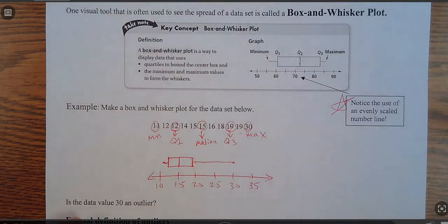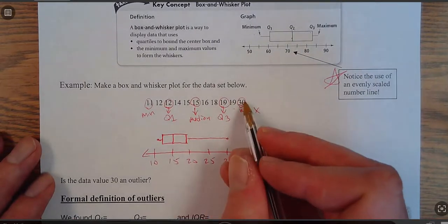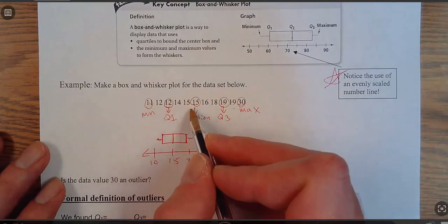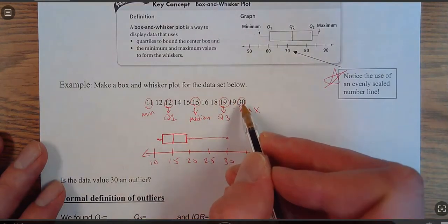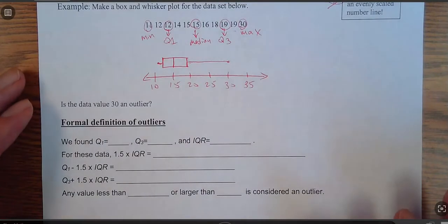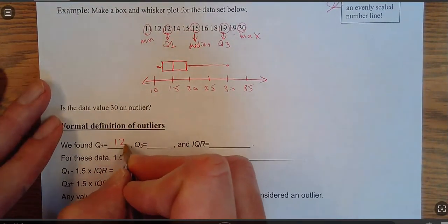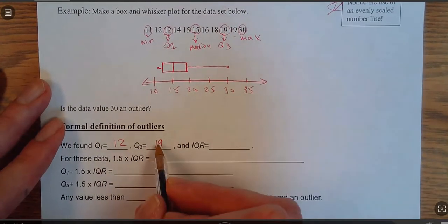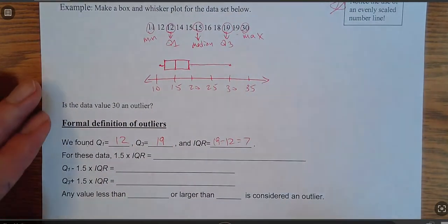Okay. Now, is 30 an outlier? Let's give this a hard definition. Is 30 too far away from the data? The differences are 1, 0, 1, 1, 2, 1, 1, 11. Is that too big of a gap? Well, what we do is use the IQR. Here, we found Q1 equals 12 and Q3 equals 19. That's what we found above. The IQR is 19 minus 12, which is 7.